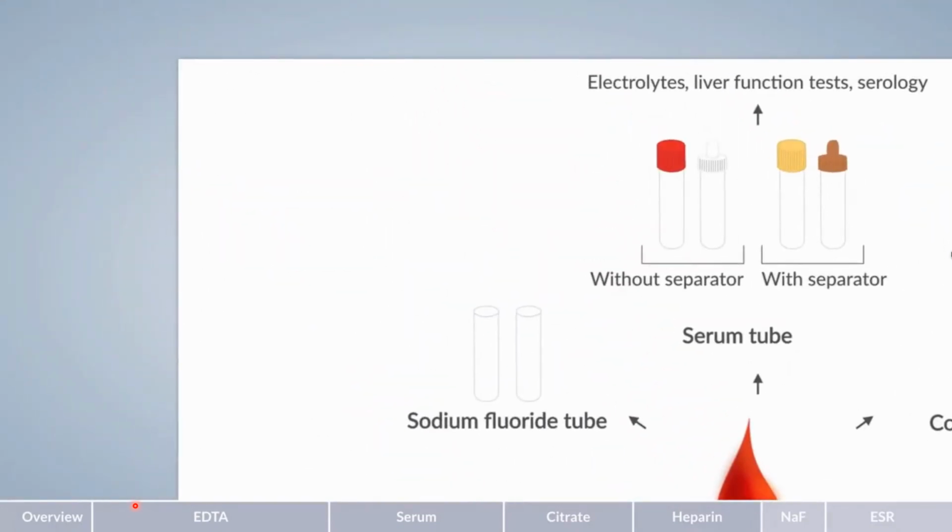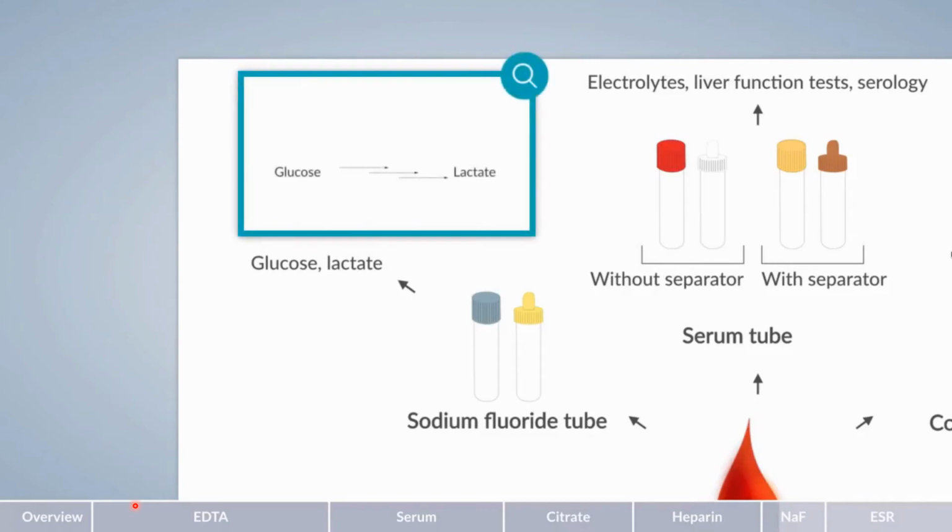The sodium fluoride tube has a gray cap in accordance with the international standard and a yellow cap in accordance with the European standard. It's used to determine glucose or lactate levels in blood. To accurately measure blood glucose levels, glycolysis in red blood cells must be inhibited. Otherwise, measured glucose levels will be too low and lactate levels too high.